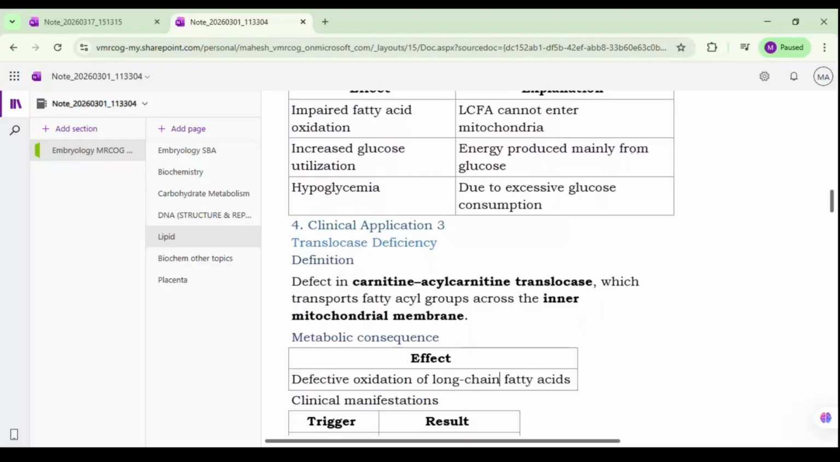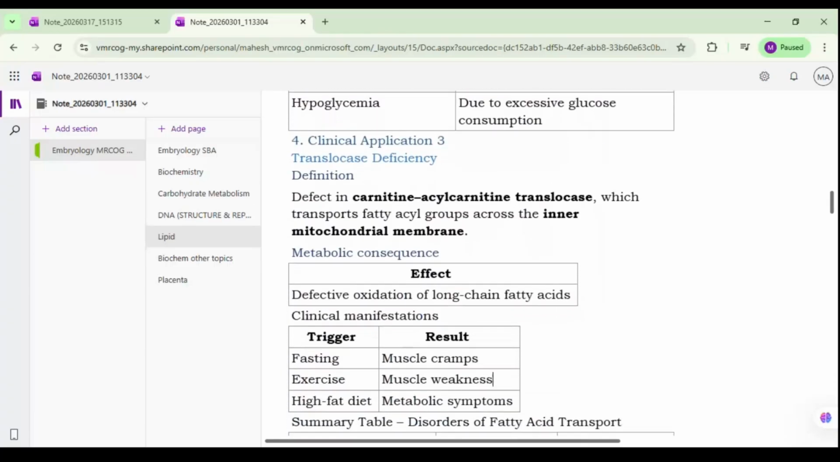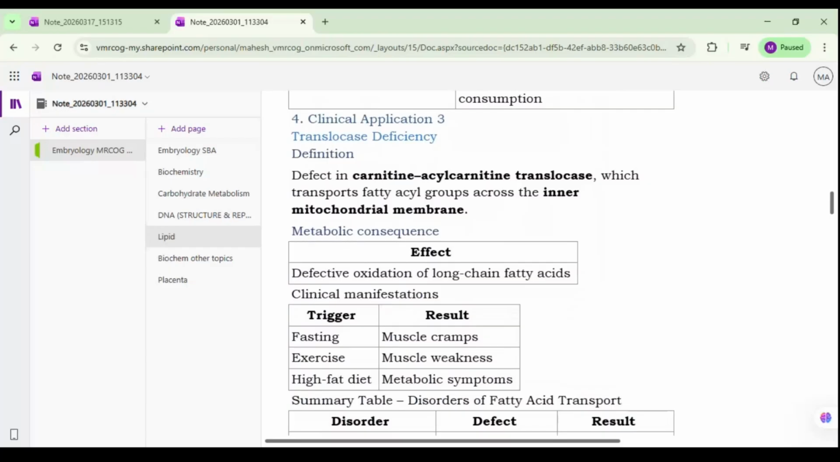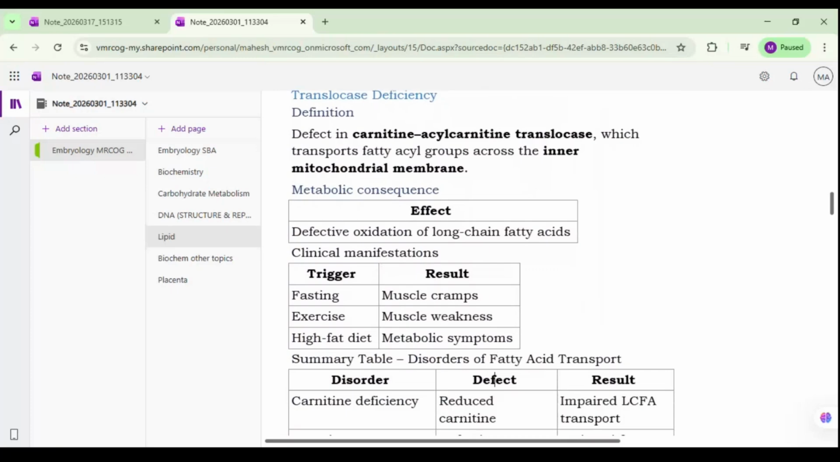Another application is a translocase deficiency. That is the defect in the carnitine acyl carnitine translocase, which transports fatty acyl group across the inner mitochondrial membrane. Okay, what is the metabolic effect? There is a defective oxidation of long chain fatty acids. Okay, then what are the clinical manifestations? In fasting state, you get muscle cramps. During exercise, you get muscle weakness, and with a high fat diet, there are metabolic symptoms.